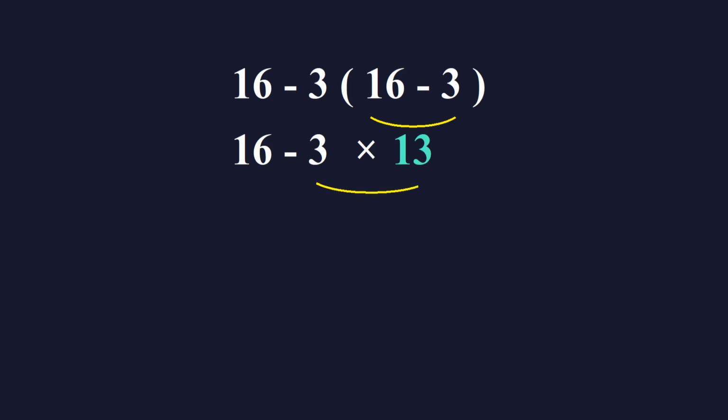So 3 times 13 equals 39. So we have 16 minus 39. So 16 minus 39 equals minus 23. And this is our final answer for this problem.